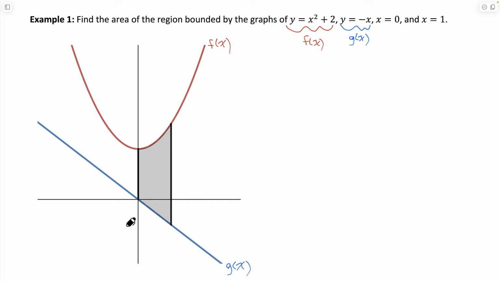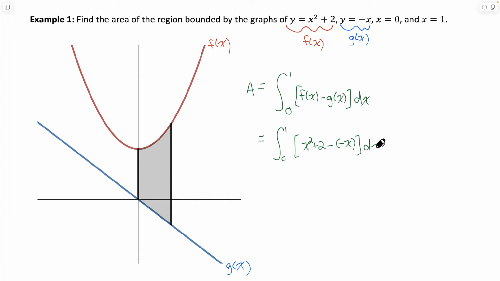So if I want the area between f at x and g at x, well, on that interval, f at x is always above g at x. So I can just find the area by doing the definite integral from 0 to 1 of f at x minus g at x dx. So let's come up with a formula for f at x minus g at x. It would be x squared plus 2 minus negative x dx. Let me simplify that a little bit. So I have x squared plus x plus 2 times dx.